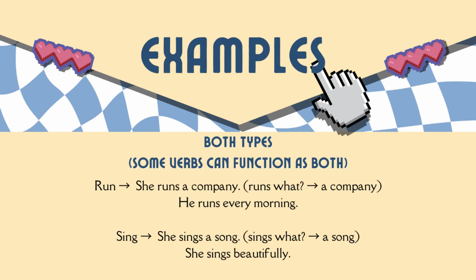Next, another example of a verb that can be used as both transitive and intransitive is sing. She sings a song, so the object in that sentence is song. Or she sings beautifully, the verb in that sentence being sings.